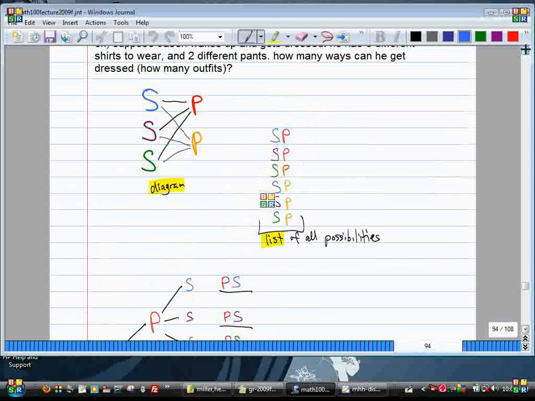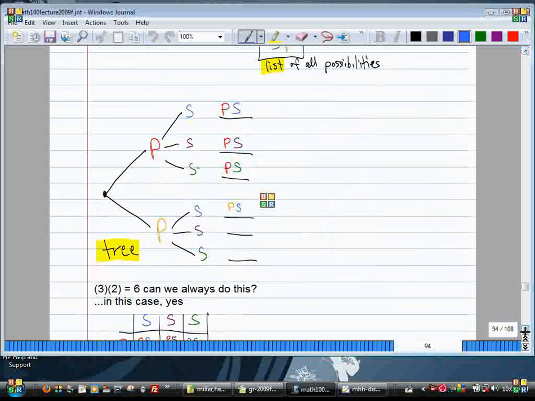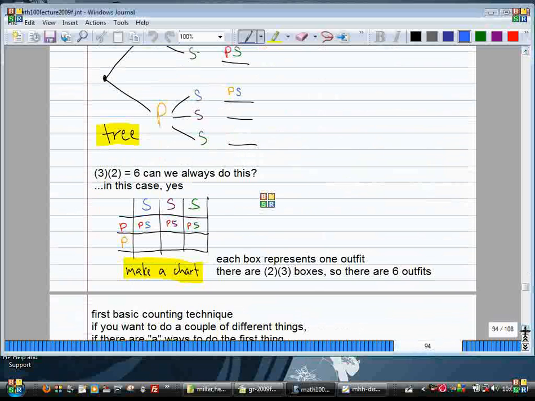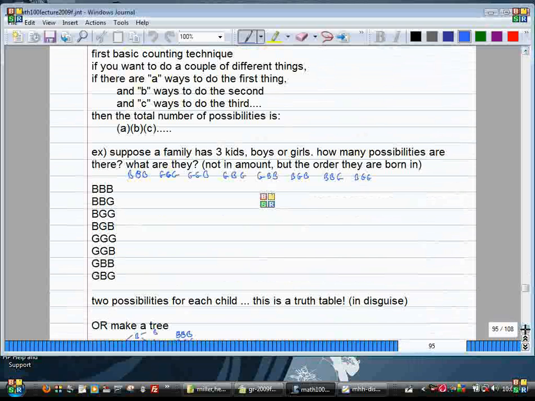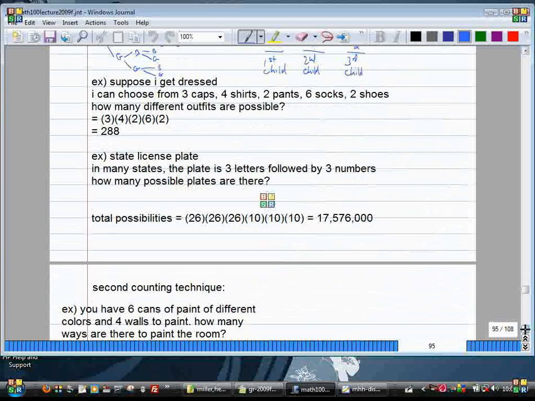You can make a diagram, you can make a list. We did some examples with a tree. Make a chart. And now a list is nice because it lets you see quite literally every single possibility. However, of course, you certainly wouldn't always want to make a list. For example, the number of state license plates is over 17 million. You wouldn't want to have to write down every single one. So we came up with some simple formulas and arithmetic techniques of how to answer a question like that.